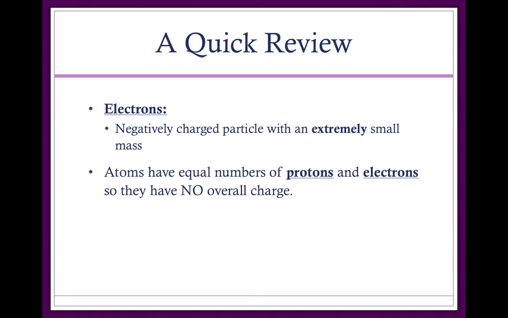The electrons are negatively charged. Like I said, they have extremely small mass, which means we neglect them when we're thinking about the mass of an element. We typically take the protons and neutrons into consideration and neglect the electrons. Atoms have equal numbers of protons and electrons, so they have no overall charge. If you have an extra electron, you have a negative charge because, again, electrons are negatively charged. So if you have more negative, you're going to be negative.